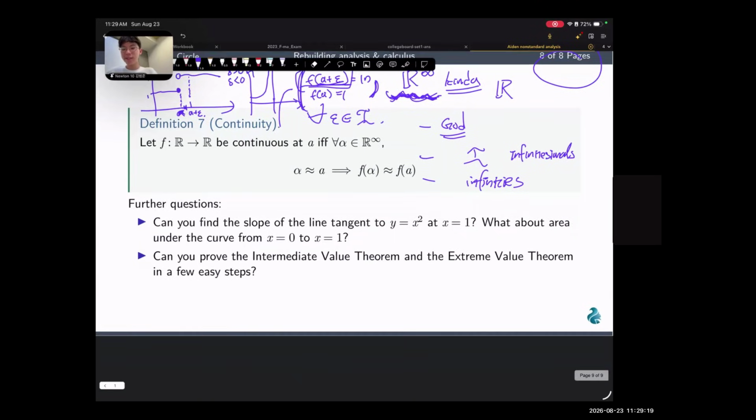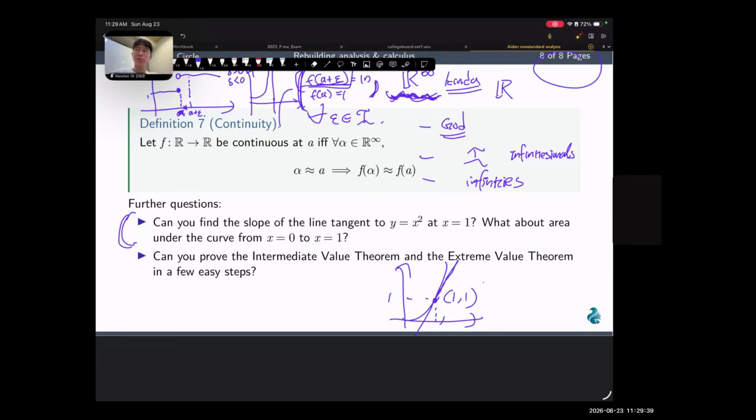We have a more interesting result here. Can we find the slope of the line tangent to y equals x squared at the point 1, 1? What is going to be the line that's tangent here? What is going to be the slope of this line?